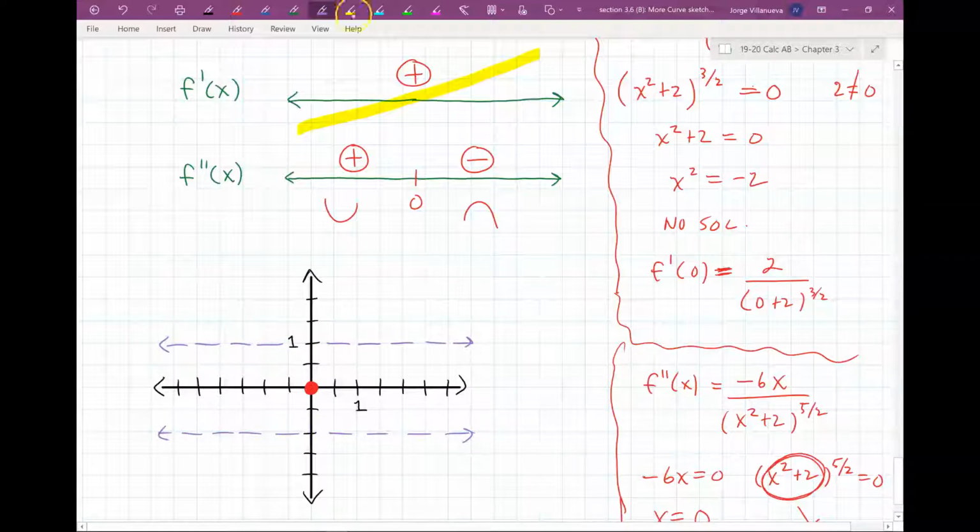Okay. Now I know that my graph is supposed to go like this. Okay. It has to be increasing throughout the whole picture. And it has to pass through that point. But according to my concavity, it should be concave up before 0 and concave down after 0. So it's going to look like this. Concave up and then concave down. And there's my graph.